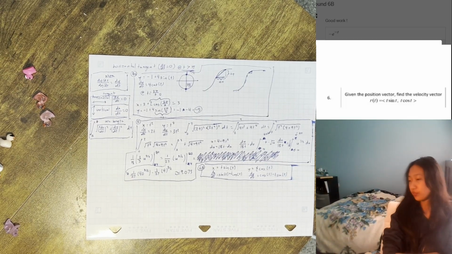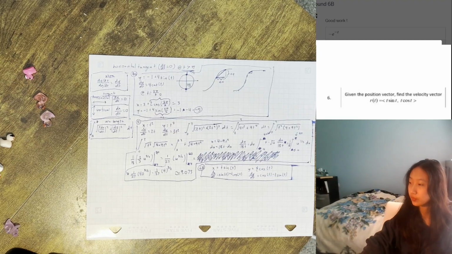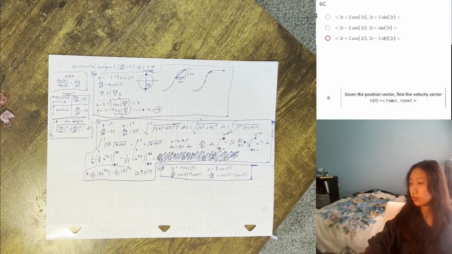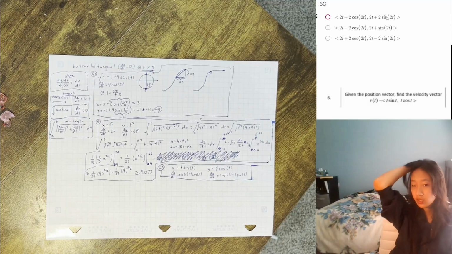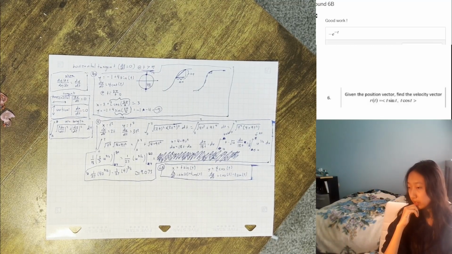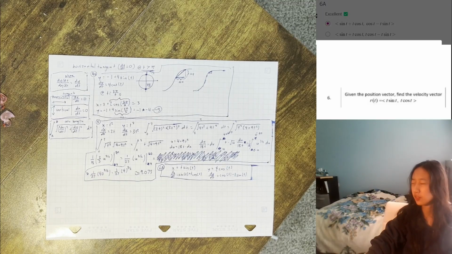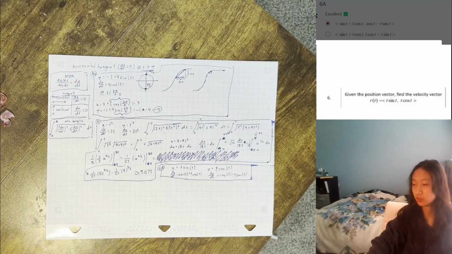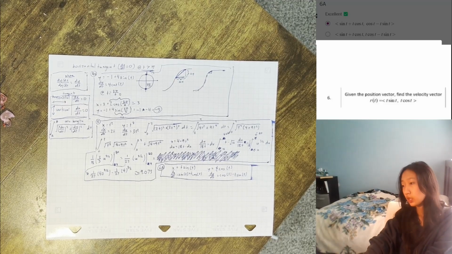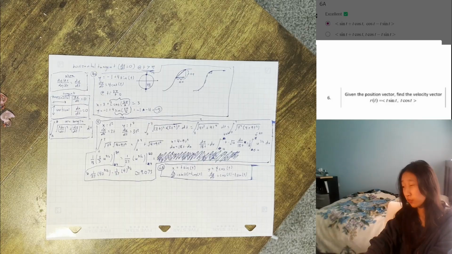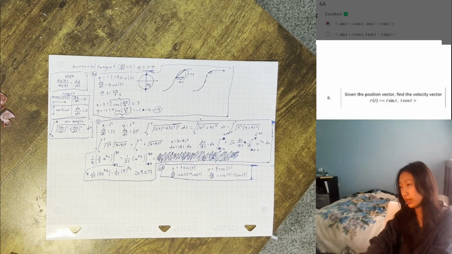So guys, I've been sitting here contemplating doing the rest of these. We get the point here. I've spent like a minute looking through the rest of these. We're just going to take the derivative of the x component to get the velocity with regards to x. We're going to take the derivative of the y position component in order to get the velocity of the y component.